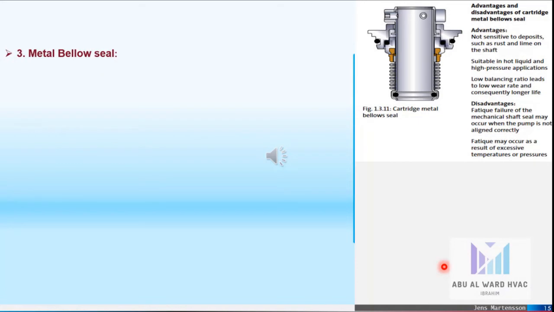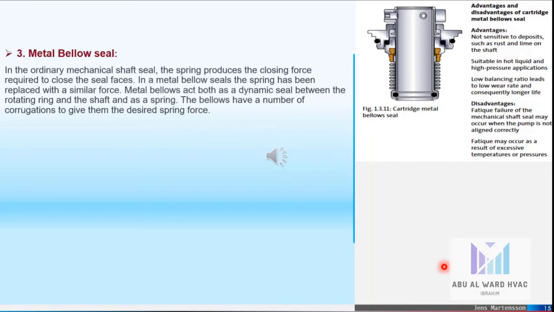Number 3. Metal bellow seal. In the ordinary mechanical shaft seal, the spring produces the closing force required to close the seal faces. In a metal bellow seal, the spring has been replaced with a similar force. Metal bellows act both as a dynamic seal between the rotating ring and the shaft and as a spring. The bellows have a number of corrugations to give them the desired spring force.